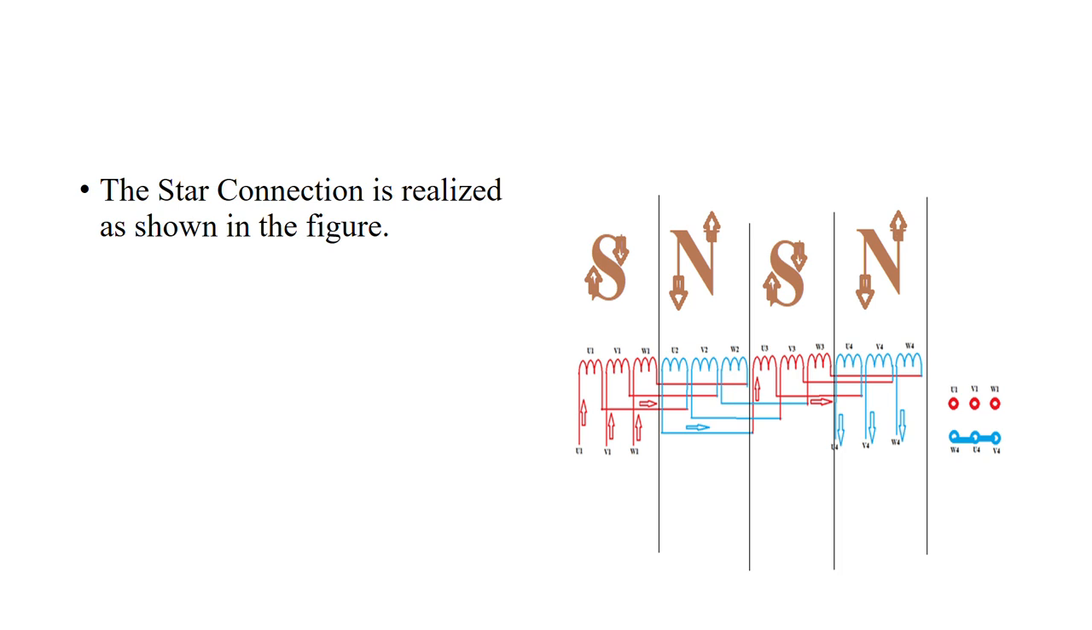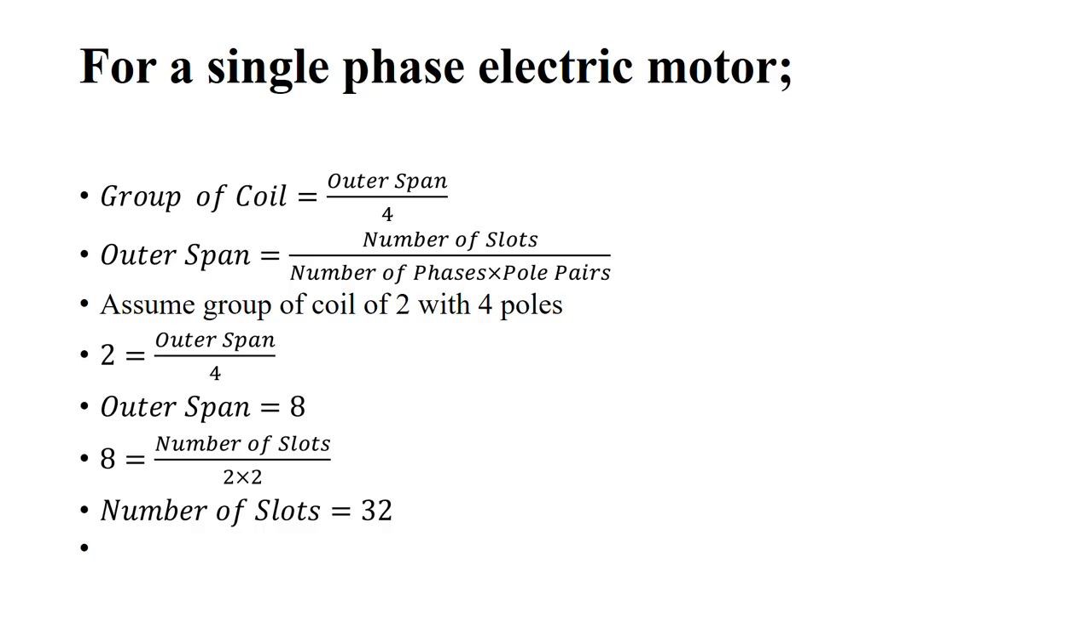If it is delta, you will have U1, this to down, this, and this is joined to this. That is delta connection. Now, for a single phase electric motor, you have group of coil.